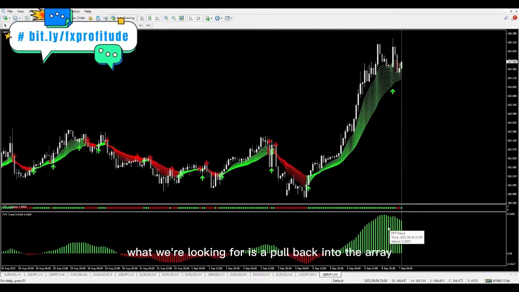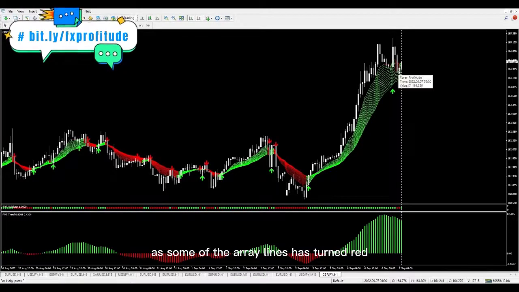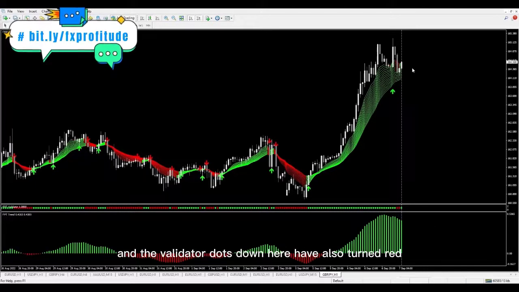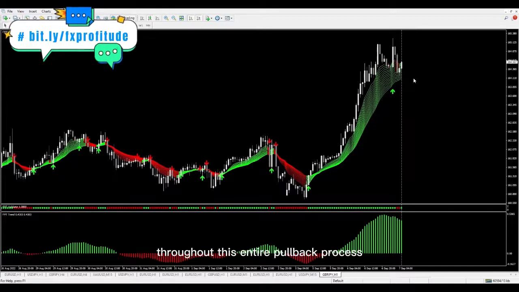Now what we're looking for is a pullback into the array. And you can see that we have that here as some of the array lines have turned red as the market's pulled into it. And the validator dots down here have also turned red. However, the trend indicator has remained green throughout this entire pullback process, and that's a very important part of this. On this one candle here, the validator dot has turned back to green, and this could be part of the signal that we want to see.